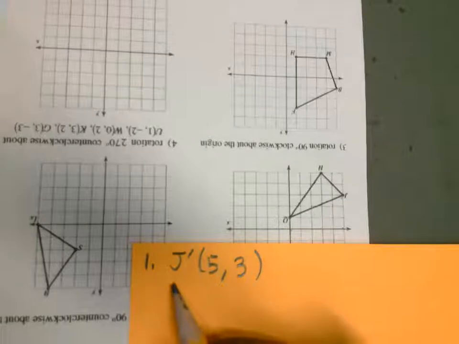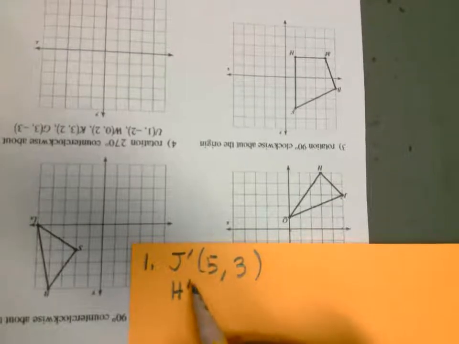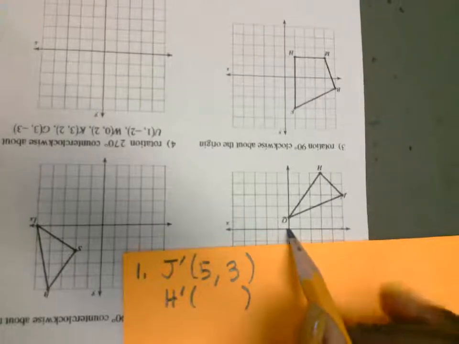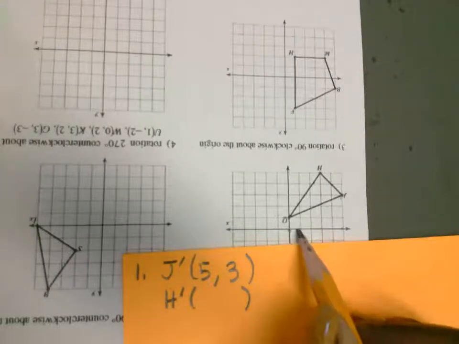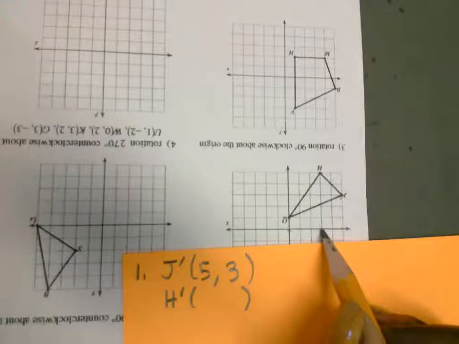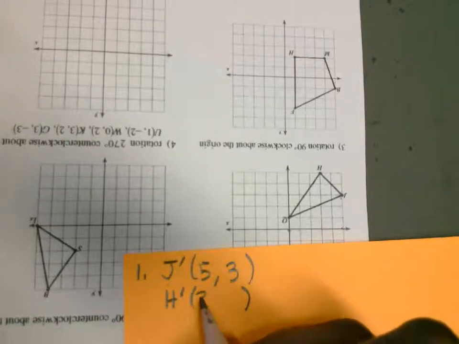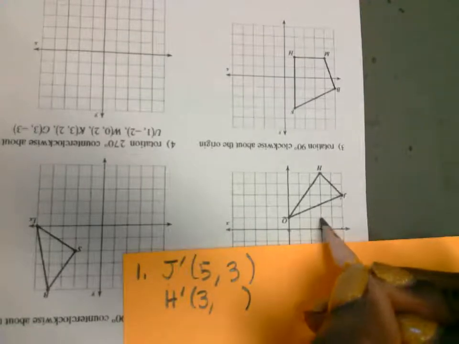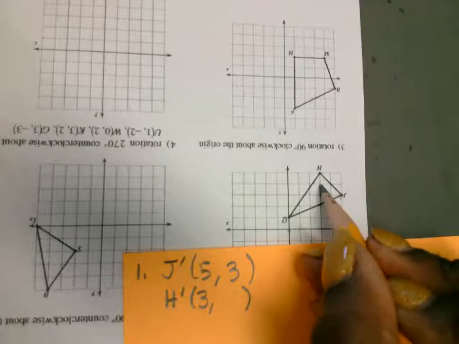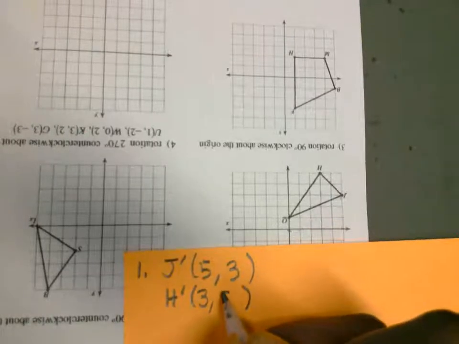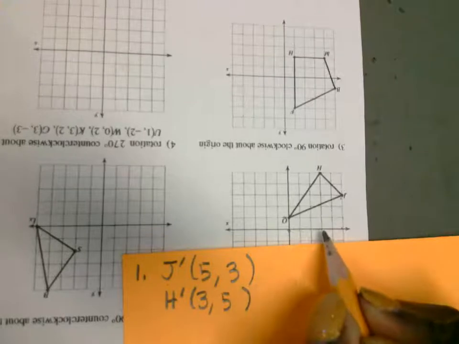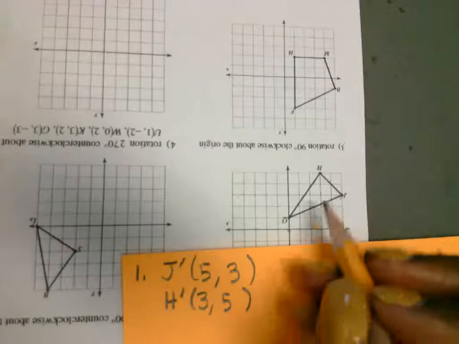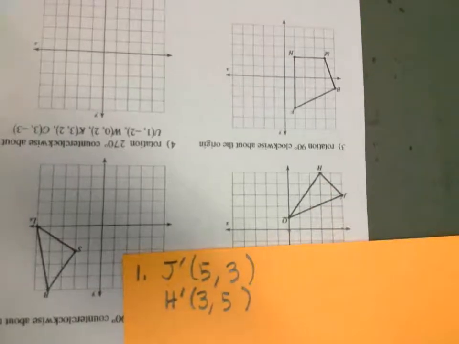Let's look at where H is. H prime. New location for H. Start at the origin. Going to the right. 1, 2, 3. That's positive 3. Left, right is first. Go left, right first. Then we go up. 1, 2, 3, 4, 5. That's positive 5. So we went to the right 3. That's positive 3. And up 5. That's positive 5. That's our new location for H.